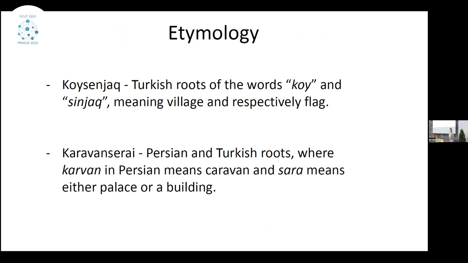Working on such projects abroad is really interesting for me personally, because there are many foreign words which actually mean something. So I would like to speak briefly about the etymology of the words that I'm going to be using in this presentation. The site is located in a city called Koysenjaq, a word with Turkish roots. Koy means village, and Sinjak means flag. So basically we're speaking about the village with the flag.